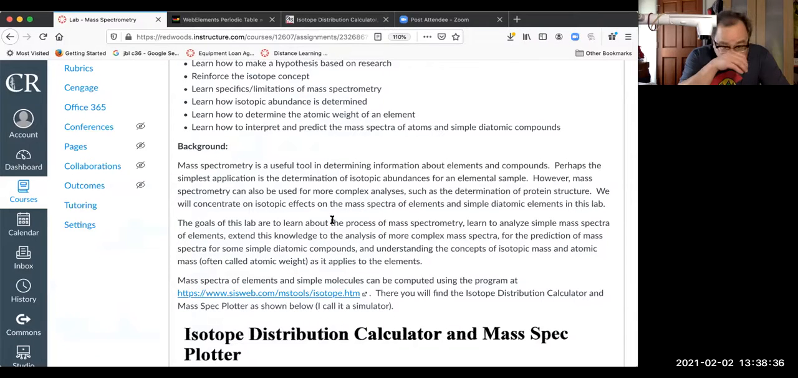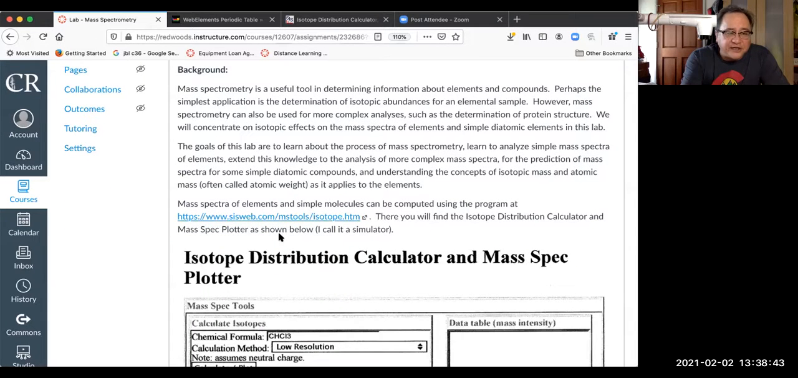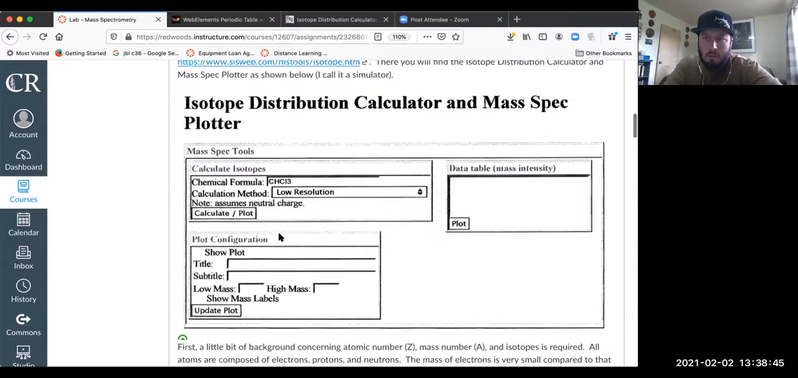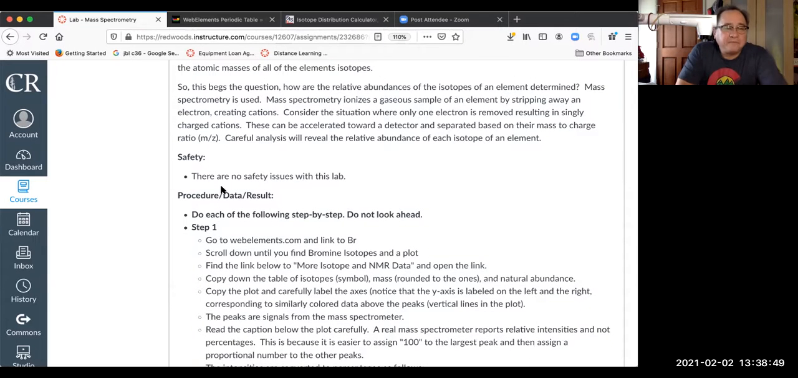Now, if you didn't finish the introduction, leave a little space so that you can finish it, and go ahead and write this part down next. I'm skipping down. You see the safety? You want to write that into your lab notebook. Safety, there are no safety issues with this lab.